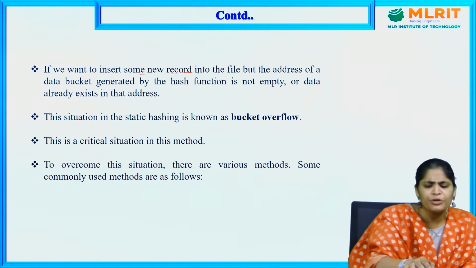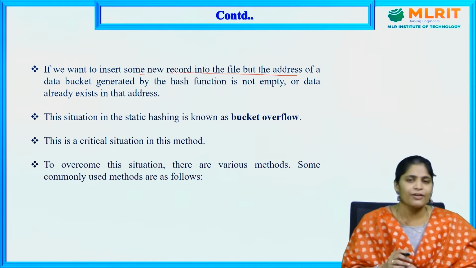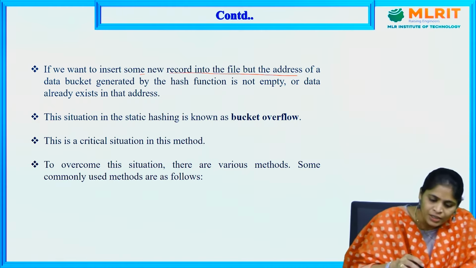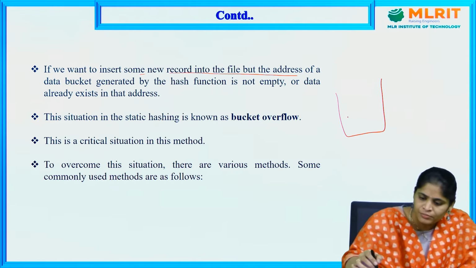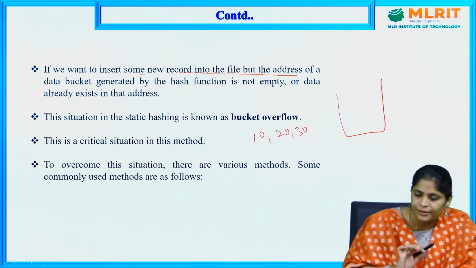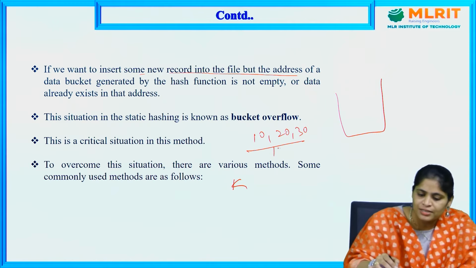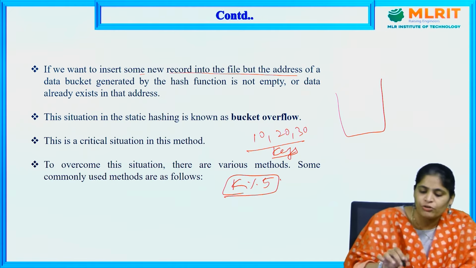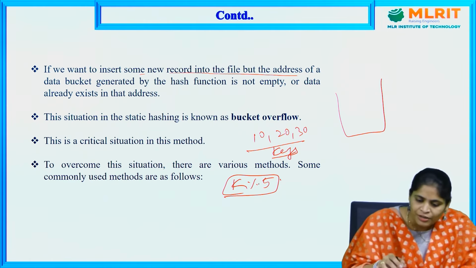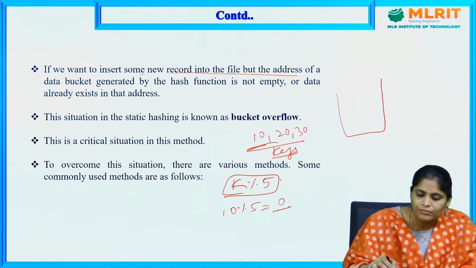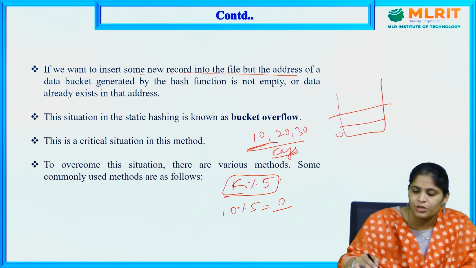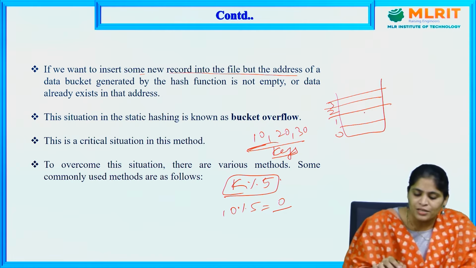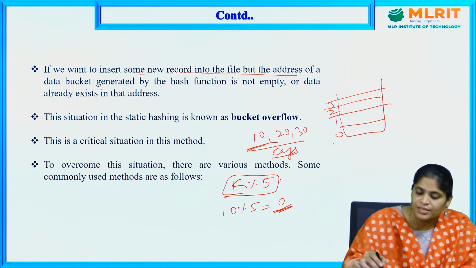Next, if you want to insert some new record into a file, whatever address has been generated, in that address we insert the data. Now, let us take this example. For example, these are the records 10, 20, 30, and these are the key values, which could be some student ID or employee ID, whatever it may be. I am going to take the function k modulo 5. For 10 modulo 5, what is the result? 0. These are the buckets 0, 1, 2, 3, in which we store the data. So the first element 10 must be stored in the 0th location.